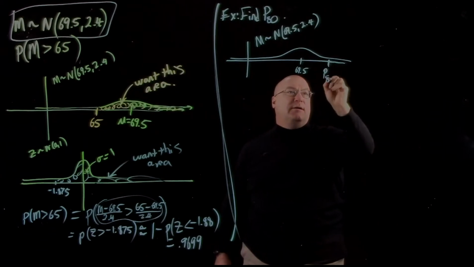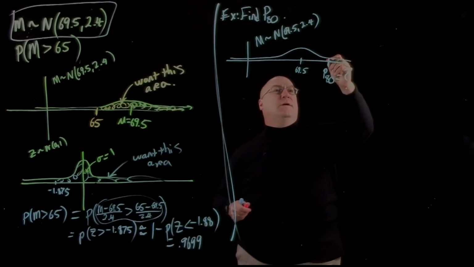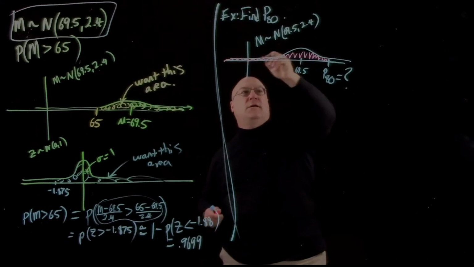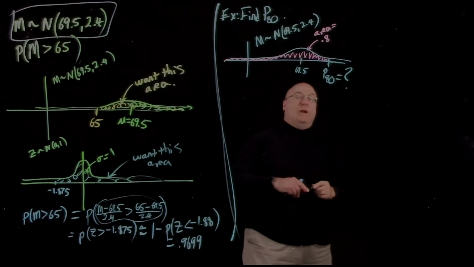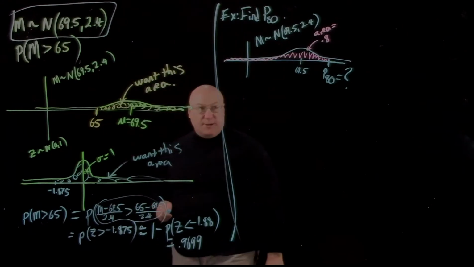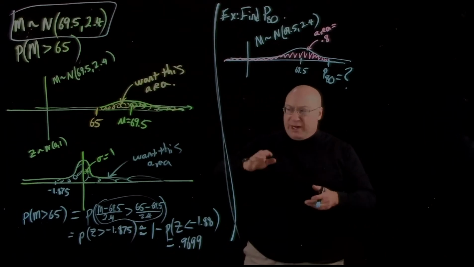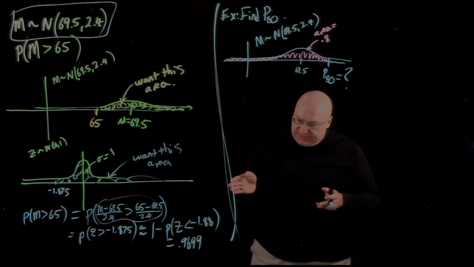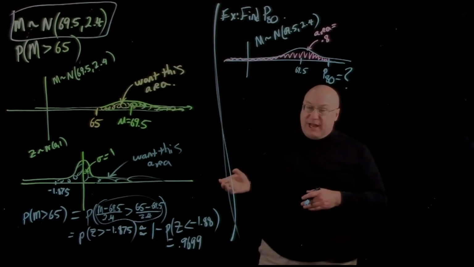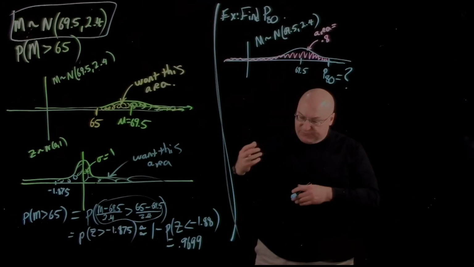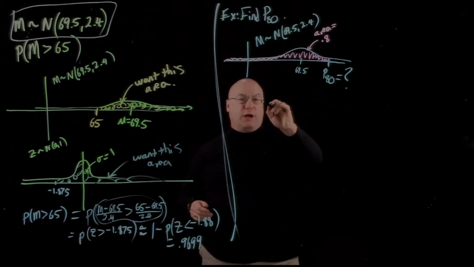So I want P80, and what that means is the area is 0.8, 80%. I want to find that value that has 80% of the area below it. In order to get this, we're going to do what we did over here. We're going to go backwards. We're going to solve the 80th percentile problem first for the standard normal random variable, and then transform our answer back to be in terms of what we actually want. We've already done this problem too.